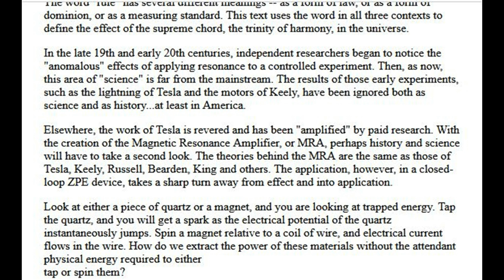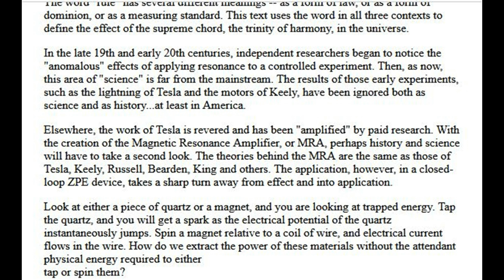With the creation of the magnetic resonance amplifier, or MRA, perhaps history and science will have to take a second look. The theories behind the MRA are the same as those of Tesla, Keeley, Russell, Bearden, King and others. The application, however, in a closed-loop ZPE device, takes a sharp turn away from effect and into application.